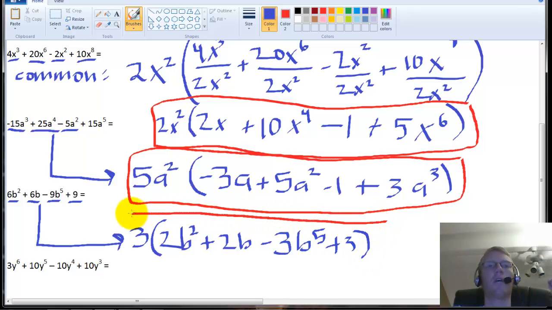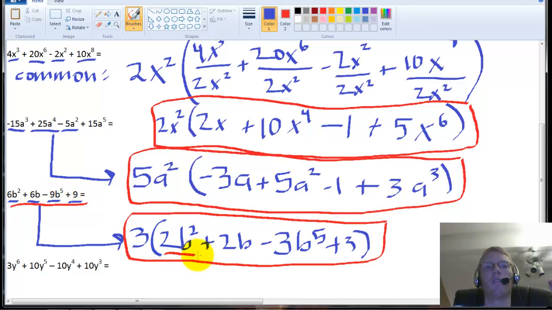Close those parentheses, and here's my answer. So you can see that this starting problem looks very similar to this answer. All the numerical values have been reduced by a factor of 3. They've all been divided by 3. If I were to multiply this 3 back in, again, I would recover this original problem.